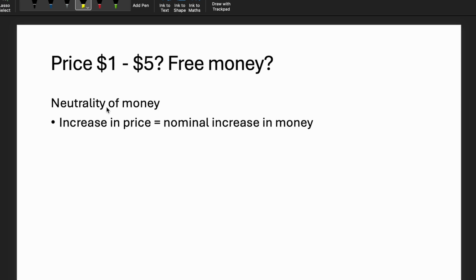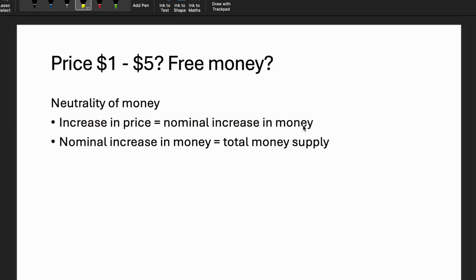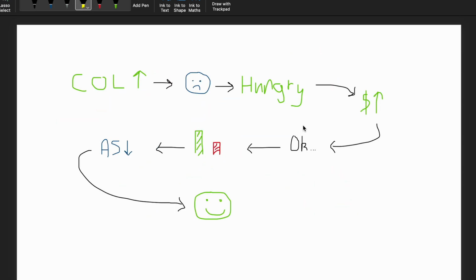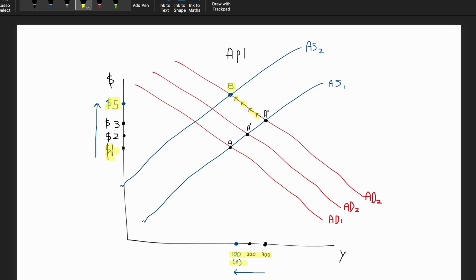It's not free money, and the correction has been made because of a principle called the neutrality of money. And this basically says that this increase in price is equal to the nominal increase in money. And the nominal increase in money is the total supply of money. And in simple terms, this just means that there is no free money because $1 back then could buy you one burger. And fast forward to the present day, $5 can buy you one burger. So price has corrected itself. Even though it is higher, it is still worth the same, and output has dropped back to its natural level.